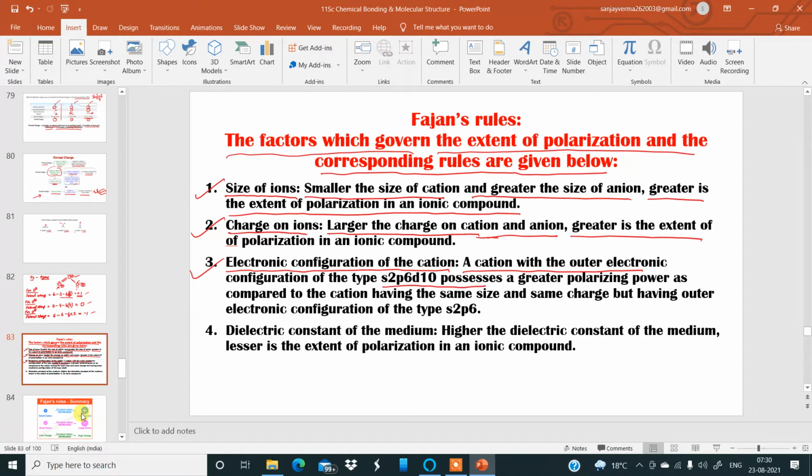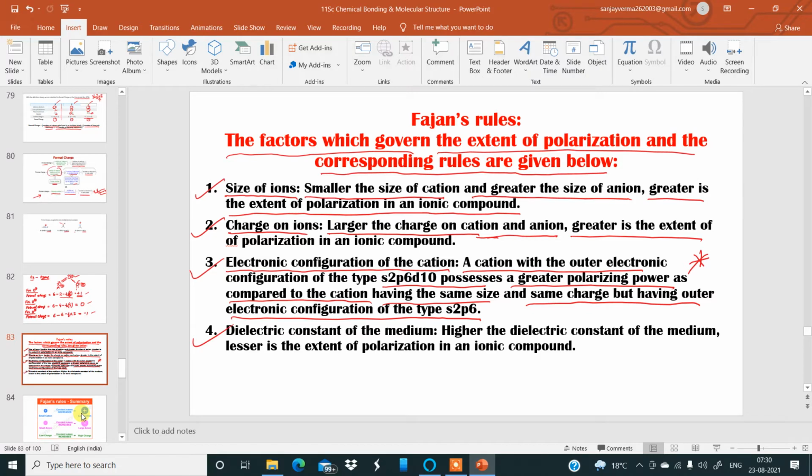If there is an outer electronic configuration containing d orbitals also, the cation will possess a greater polarizing power as compared to a cation having the same size and same charge but having an outer electronic configuration of the type s2p6. Okay, so please keep this in mind. This is a very important factor.